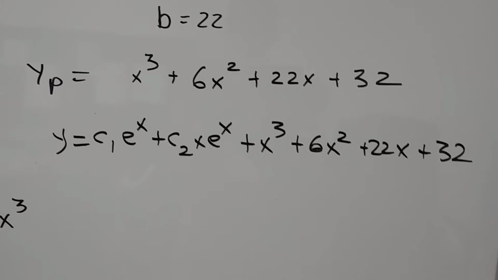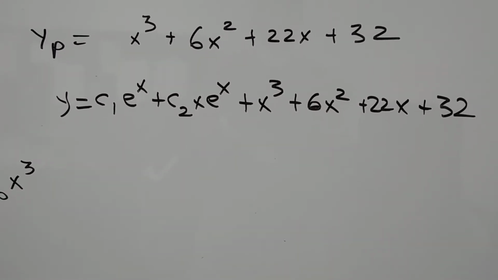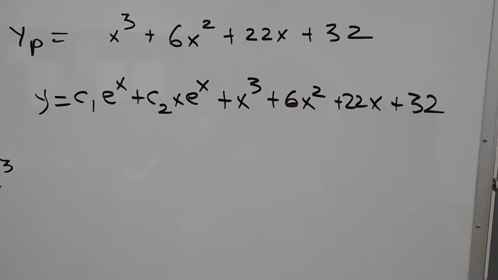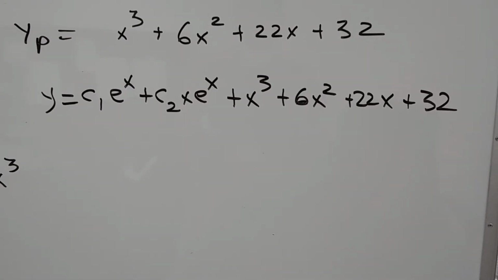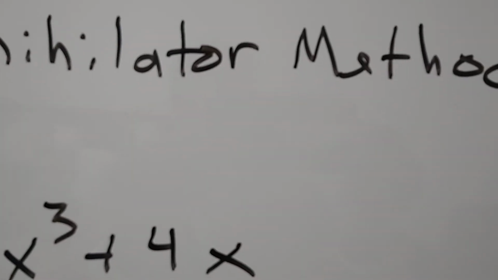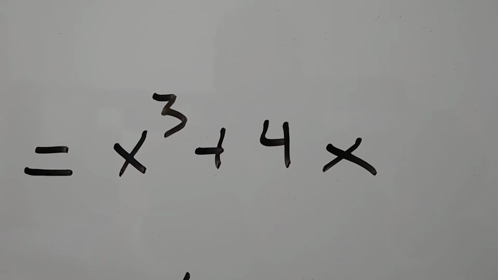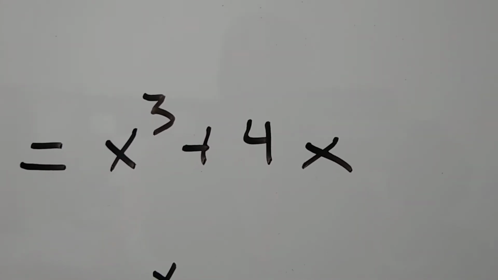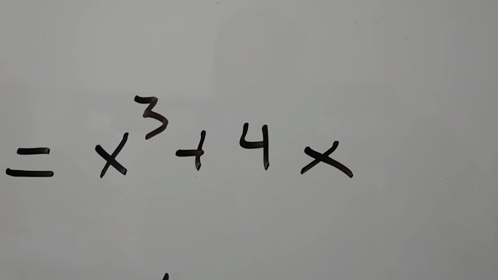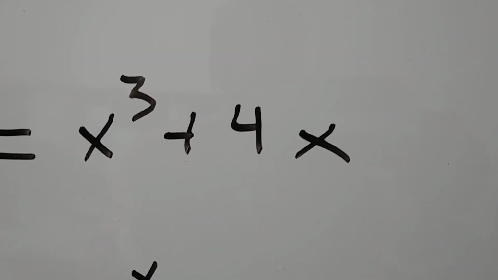That means my general solution then is y equals c sub 1 e to the x plus c sub 2 x e to the x plus x cubed plus 6x squared plus 22x plus 32. Once again, I used the annihilator method, where I found the operator that would annihilate what's on the right hand side. Had it been e to the 3x, I would have used D minus 3, depending upon what function you've got on the right hand side, what differential operator you need to manufacture to annihilate it. That's why we call it the annihilator method.